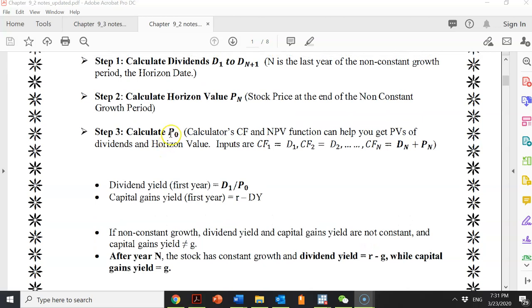Okay, so we will calculate the stock price for non-constant growth model setting for a firm that starts at a higher growth rate and then becomes mature and has a constant growth rate in the second stage. We will also calculate dividend yield and capital gains yield for the firm in each stage.